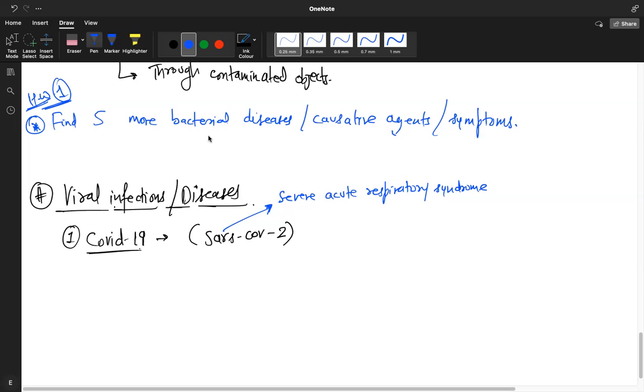So we are discussing viral infections, and I'm discussing the first thing, which is a very general and current topic, COVID-19. It's a viral infection. So we are discussing the name of the virus, which is SARS-CoV-2, and SARS stands for severe acute respiratory syndrome. And what does CoV stand for? CoV stands for coronavirus. Do you know what a coronavirus is?